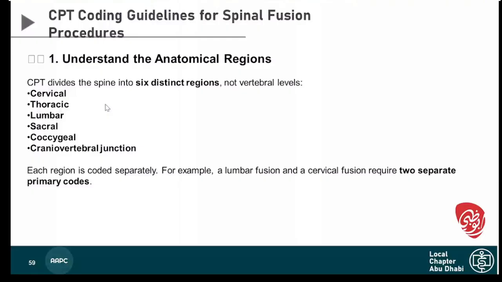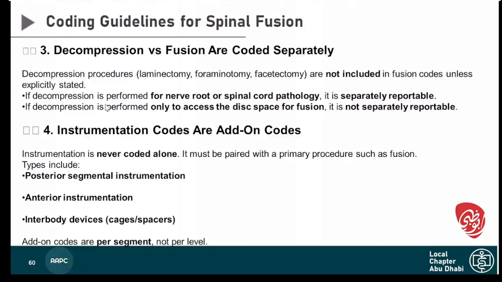Then CPT coding guidelines for spinal fusion. We already discussed: understand the anatomical regions, which level is affected. Each region is coded separately. For example, lumbar fusion and cervical fusion require two separate primary codes. If within the same encounter a physician performs a lumbar fusion and a cervical fusion, assign the CPT codes for both cervical and lumbar separately. Then identify decompression versus fusion.